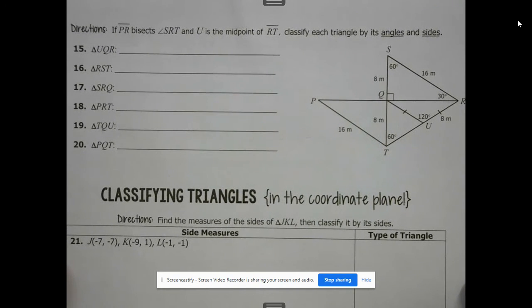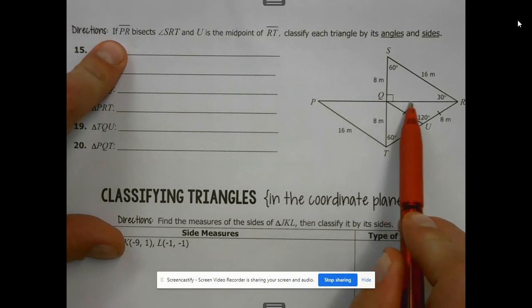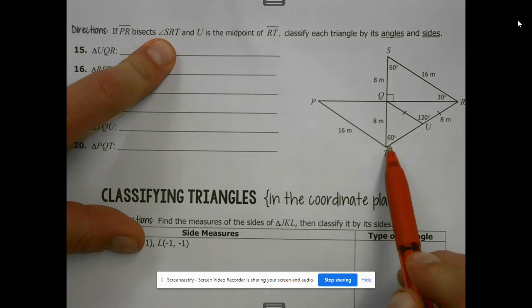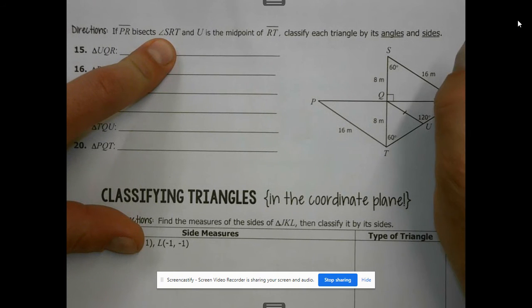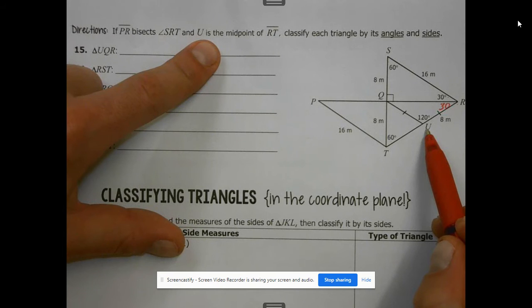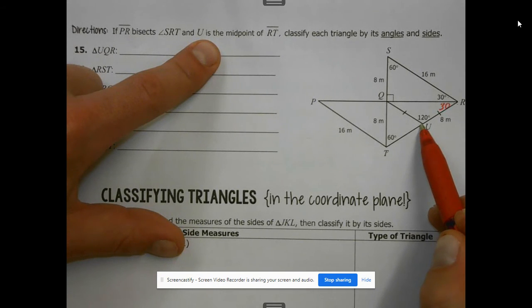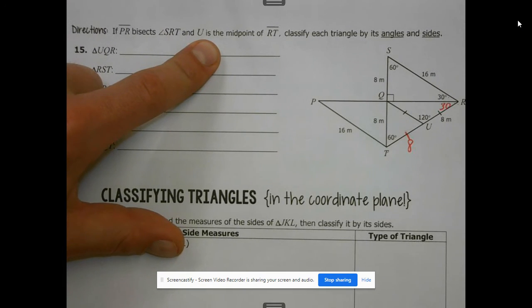Directions play a big part in this guide from 15 to 20. It says if segment PR, which is this segment right here, bisects angle SRT, which means this segment cuts this angle in half, so if that side's 30, this has to be 30 right here. It also says that U is the midpoint of RT. So if this is the middle part and that side's 8, this side right here also has to be 8.